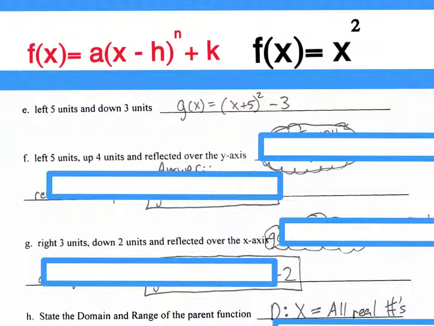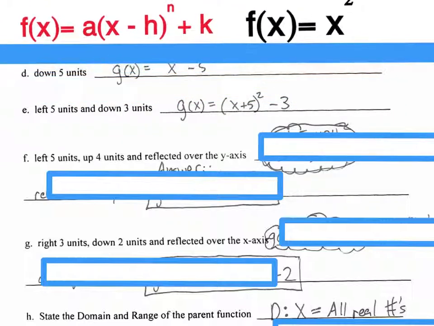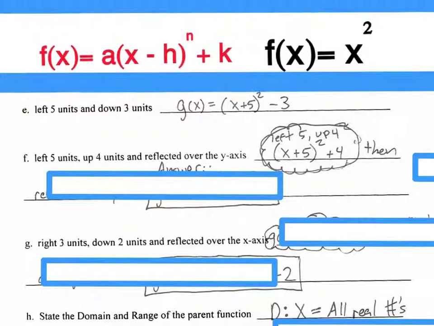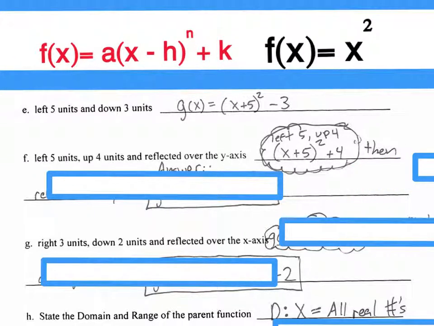We want to move it left 5 units. So if we say left 5, that means it's going to go in here as a plus 5 because we think opposite. And then it says 4 units up, so we're going to go plus 4. So let's think about this. Left 5 units and 4 up: left 5 means it's going to go in as a plus 5 inside the parentheses, and 4 up, it's going to be a plus 4.